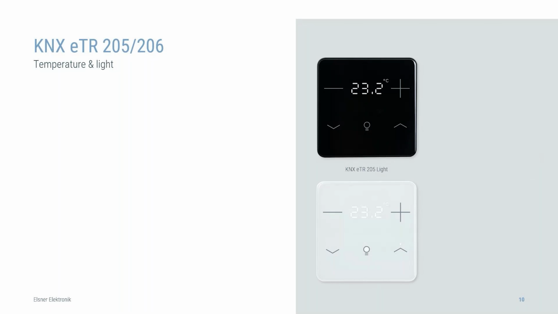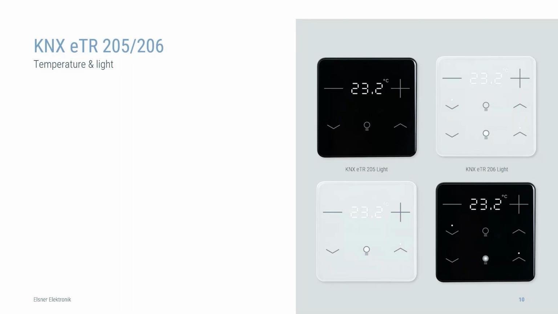Okay, next up, eTR 205 and 206. Here we can control the temperature and we can also control the lighting. So the eTR series also includes the eTR 206 and 205 models, which can be seen in the pictures on the right. These models offer the basic functions already learned with the eTR 101, but have the addition of touch buttons for controlling specifically the light. One of the special features is that you can see the white LED indication lights above the push buttons. So we have a visual feedback above each of the arrow symbols.